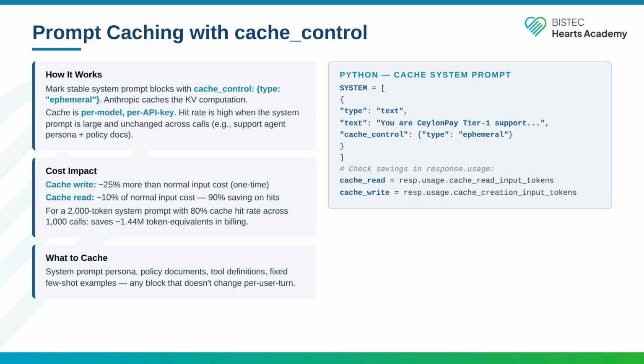In the API response, check the usage object for two fields. Cache read input tokens tells you how many tokens were served from cache, and cache creation input tokens tells you how many were written to cache on this call. If cache read input tokens is greater than 0 on your second call, the cache is working correctly.